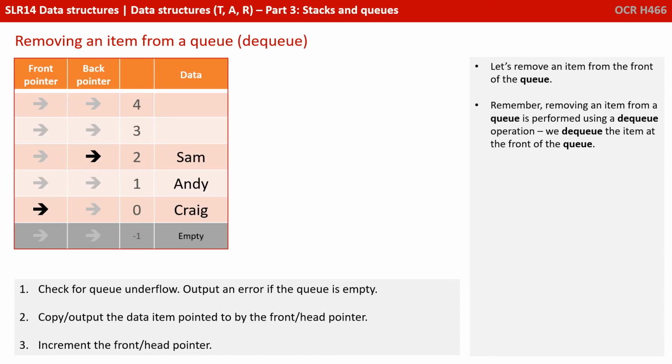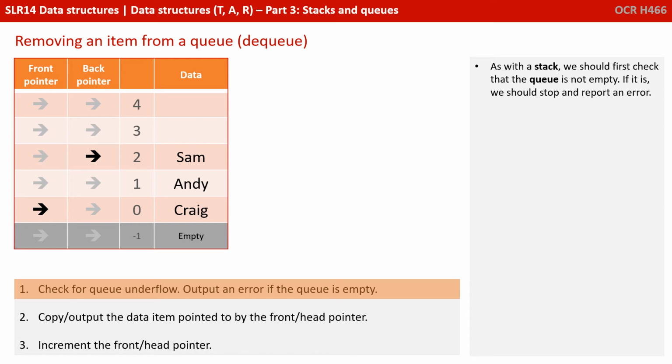So let's remove an item from the front of our queue. Remember, removing an item from a queue is performed by using a dequeue operation, and we dequeue the item at the front of the queue. As with a stack, we should first check that the queue is not empty. If it is, we should stop and report an error.